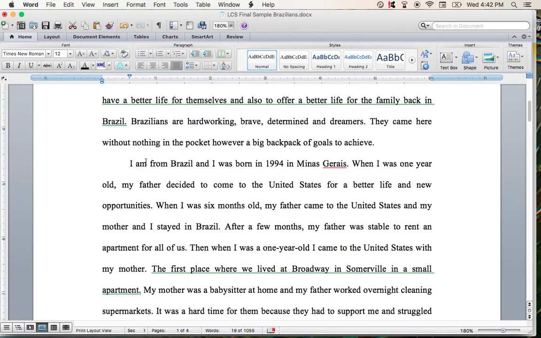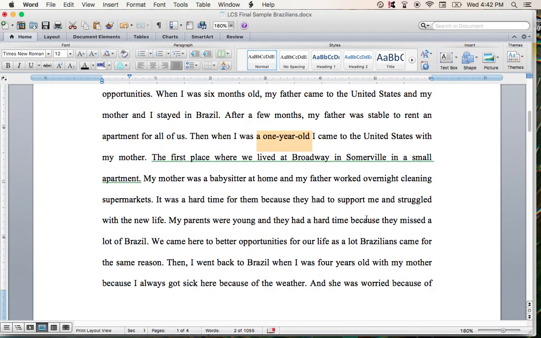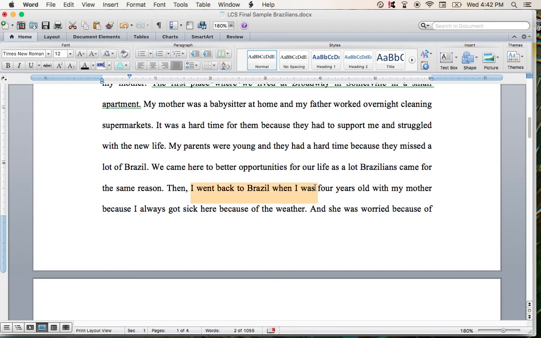And let's see what she does in her second paragraph. I am from Brazil, and I was born in 1994 in Minas Gerais. When I was 1 year old, my father decided to come to the United States for a better life and new opportunities. And then she went, when she was young, to the United States with her mother. And then she ended up going back to Brazil when she was 4 years old with her mother.